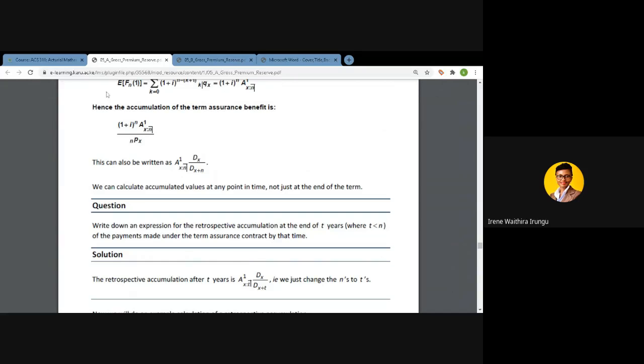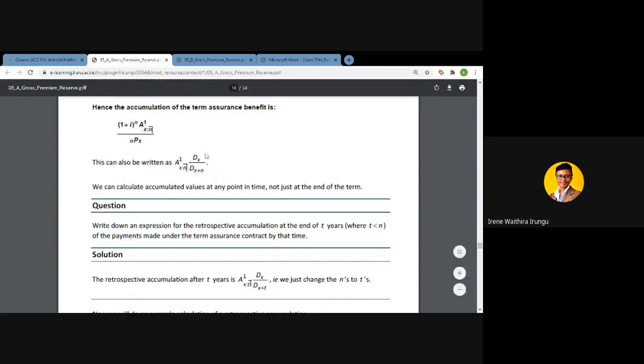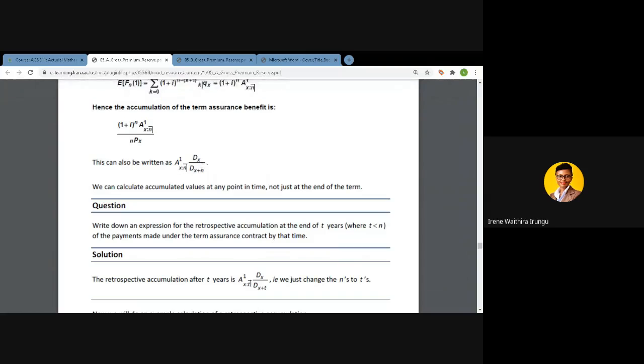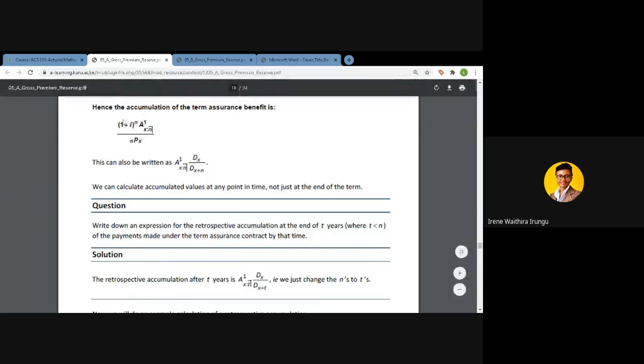So how do we move from what we have here to our second equation, which is what is actually represented here in our solution? If you remember well, we defined a commutation factor, Dx, where we say that Dx is equivalent to v raised to x, where v is the discounting factor, times lx. So our Dx here is equal to v raised to x times lx. If you have Dx plus n, it simply means that you're looking at v raised to x plus n times lx plus n.